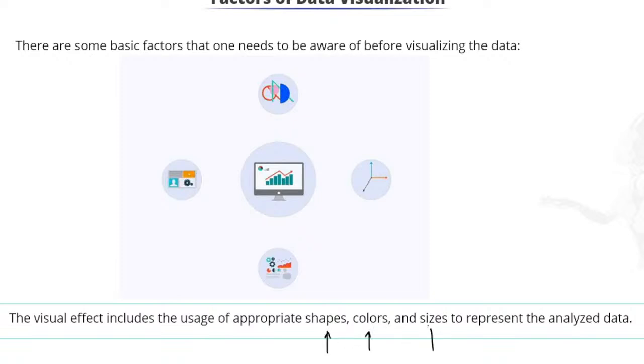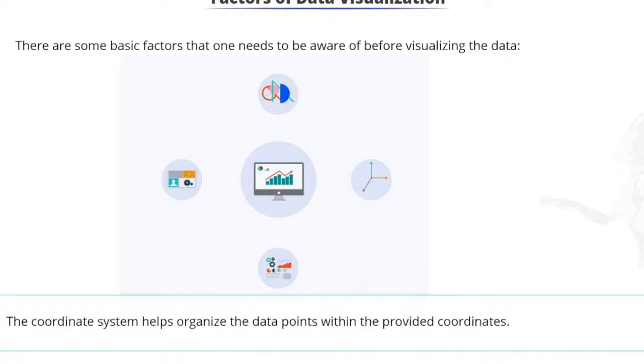These can all be controlled by your PLT or Seaborn. So these two are the packages which are used to represent your data with the help of visual effects. Next could be your coordination system.